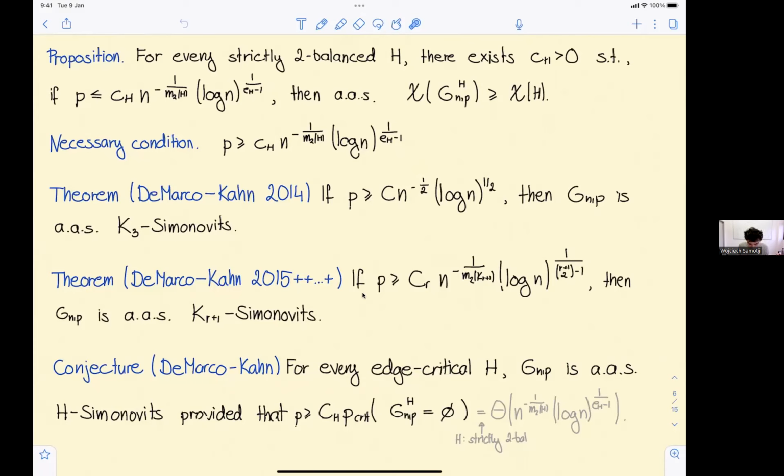One or a couple of years later, they generalized their theorem to the case of larger cliques and proved that if p is at least the respective threshold, then the random graph is typically K_{r+1}-Simonovits. So we have now an exact analog of Turán's theorem for the random graph G(n,p) under optimal assumption on the density, up to the value of this constant.